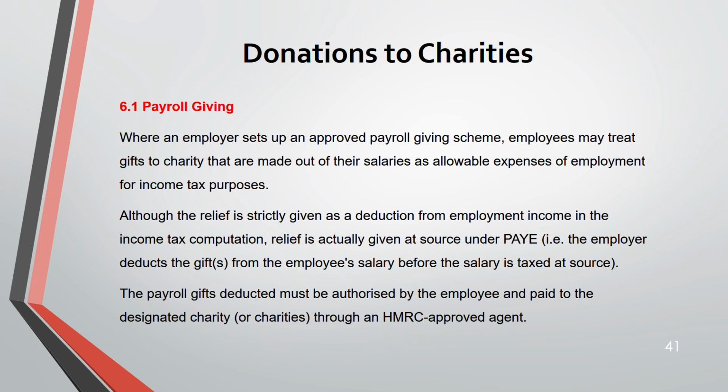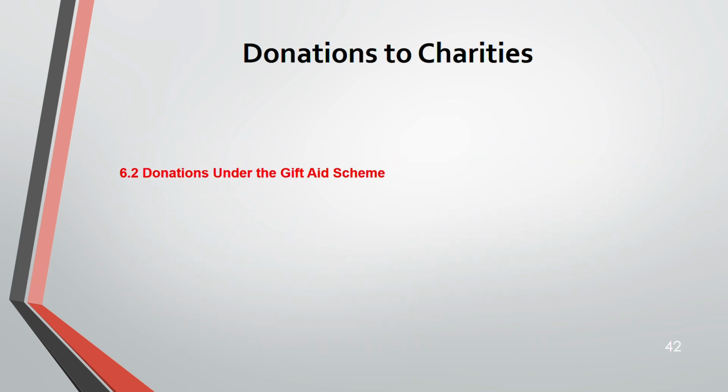So the payroll gift deducted must be authorized by the employee and paid to the designated charity through an HMRC approved agent. Then only you can deduct. Otherwise you can't. If the employer has not been authorized, they have not given you the authority, then you can't deduct the payroll gift. There is no limit to the amount an employee can give each tax year. You can give any amount. Next, donations under the gift aid scheme. If there are donations, then how is it accounted for?